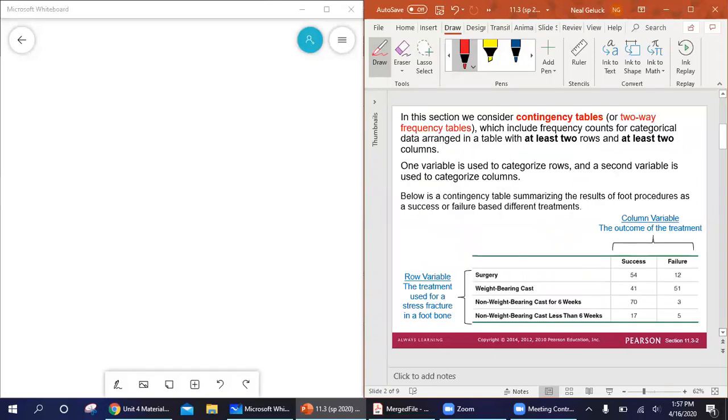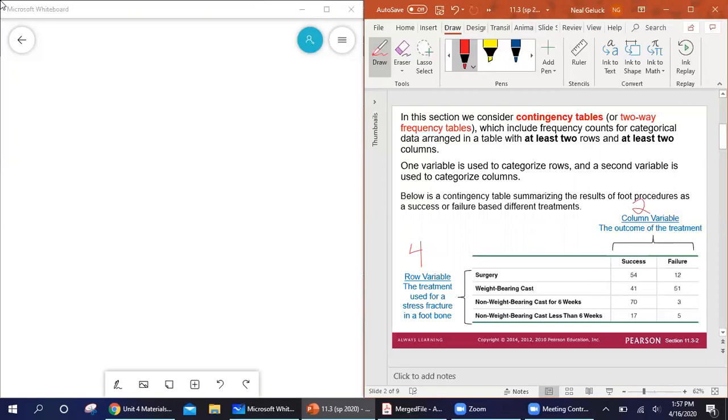So we're looking at at least two rows and at least two columns of data now. In this first problem, which is actually the problem we're going to be using for the entire section here, we have 4 rows of data and 2 columns of data. We have basically 2 variables that we're looking at.